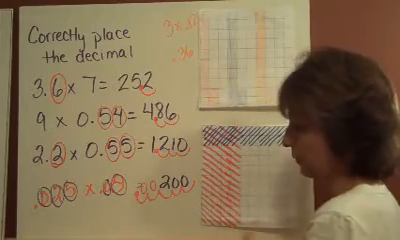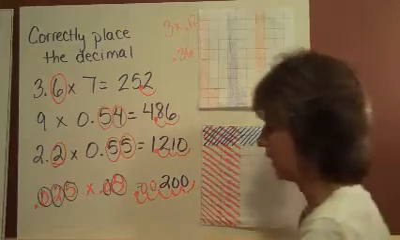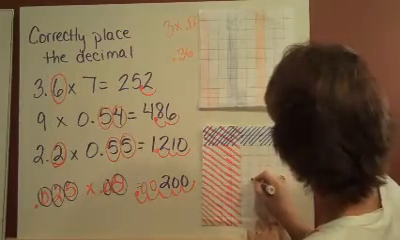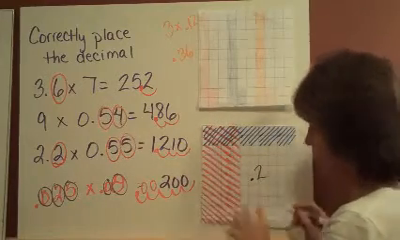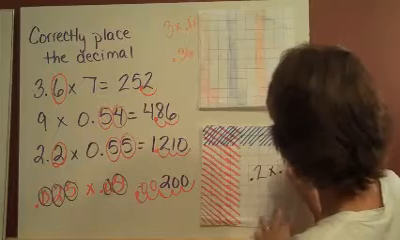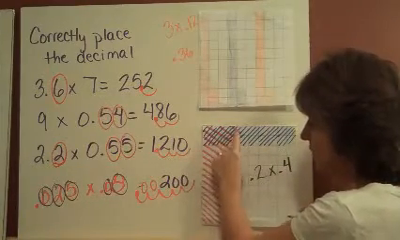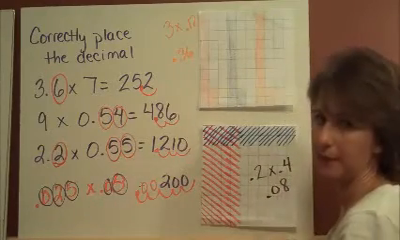Let's try the problem for this one. There are 2 tenths this way, so that would be the first number in our problem, 2 tenths, and there are 4 tenths this way, so times 4, and there are 2, 4, 6, 8 hundredths that are shaded.